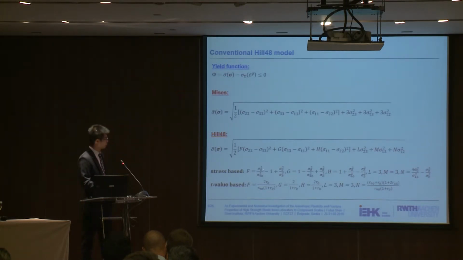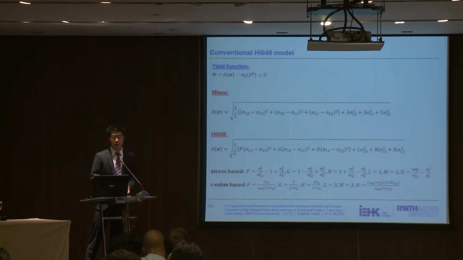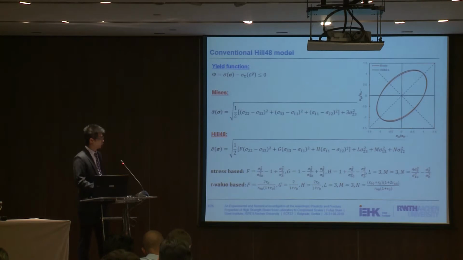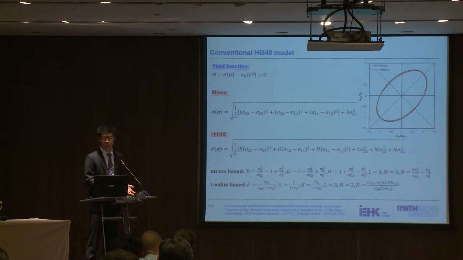One way is to use the uniaxial tension test from different directions to calibrate these parameters, and the other way is to use the R value from the uniaxial tension test along different directions. But there is a shortcoming of this model, because if you use yield strength to calibrate those parameters, it cannot describe the R value distribution properly.